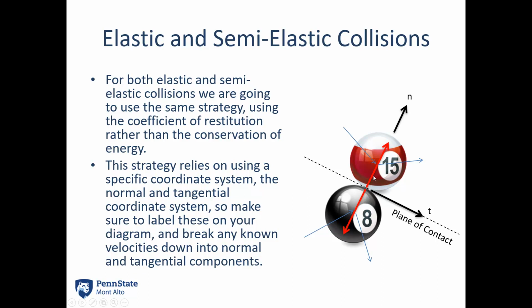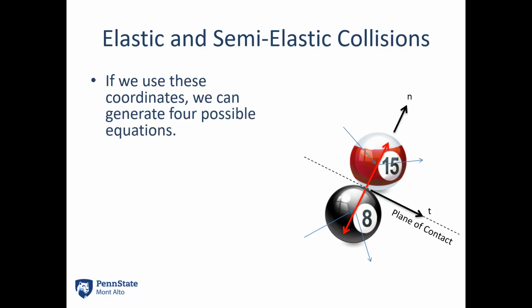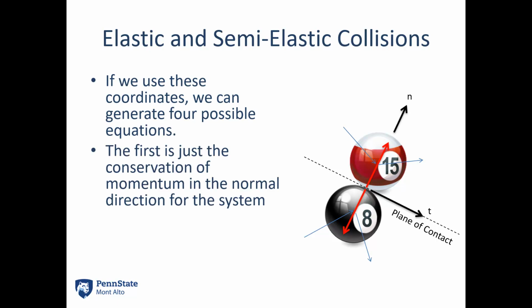If you think about the normal forces of the impact, those would be perpendicular to that plane of contact. So the tangential direction is going to be along the plane of contact, and the normal direction is going to be perpendicular to the plane of contact, like I've got drawn here. Those are our coordinate directions, and we need to make sure we stick to them, not just any old coordinate direction. If we use these coordinates, we can generate four possible equations. The first is just the conservation of momentum in the normal direction for the system.